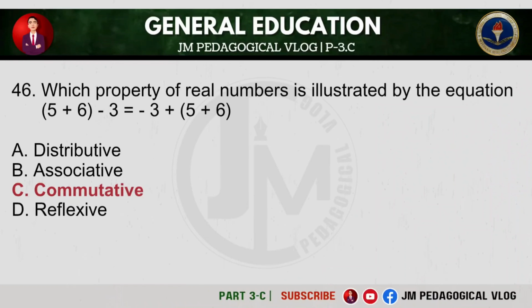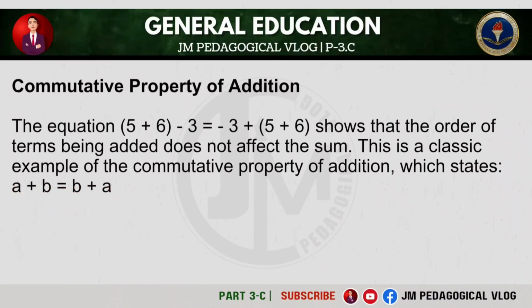C. Commutative property of addition. The equation (5 + 6) − 3 = 3 + (5 + 6) shows that the order of terms being added does not affect the sum. This is a classic example of the commutative property of addition, which states a + b = b + a.